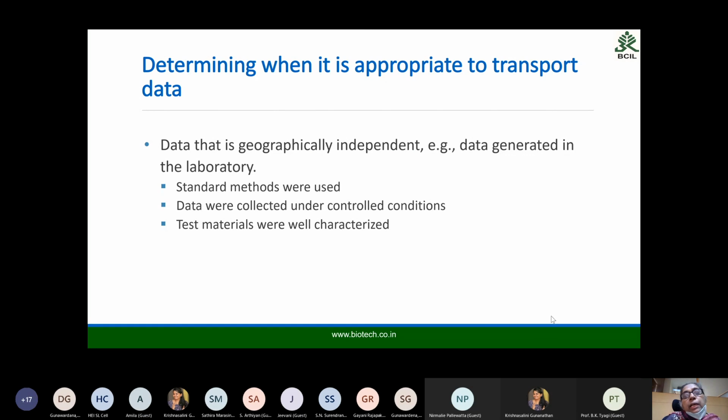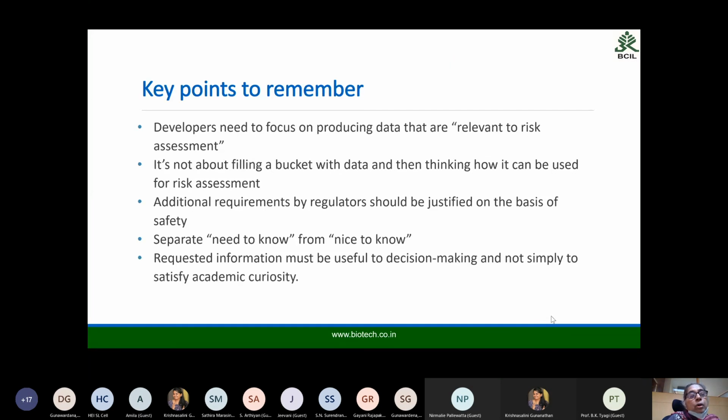Data which is geographically independent, for example, something generated in the laboratory where standard methods have been used, data was collected under controlled conditions, and the test materials were well characterized. Such data you can definitely use from other countries, but you have to explain to the regulator that this is the reason: if I repeat it, it is going to give the same data, on a case by case basis. So this is very common in all countries. This kind of data is accepted when it is from controlled conditions.